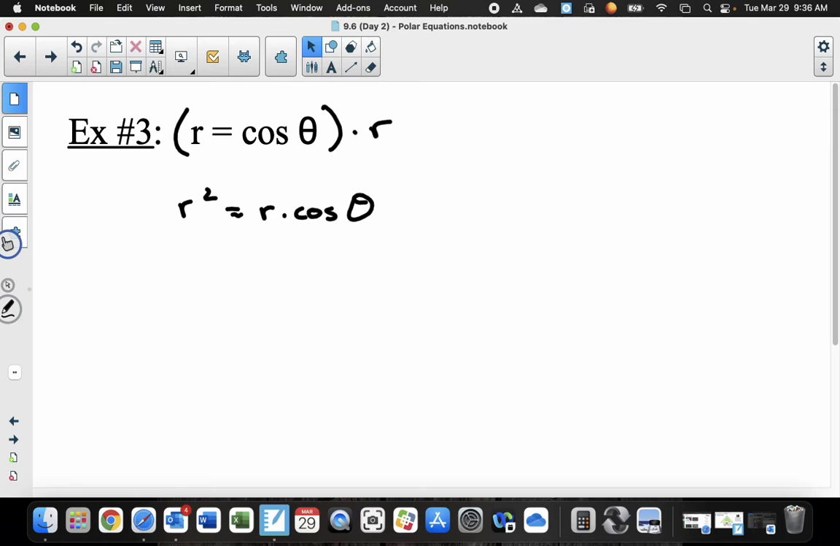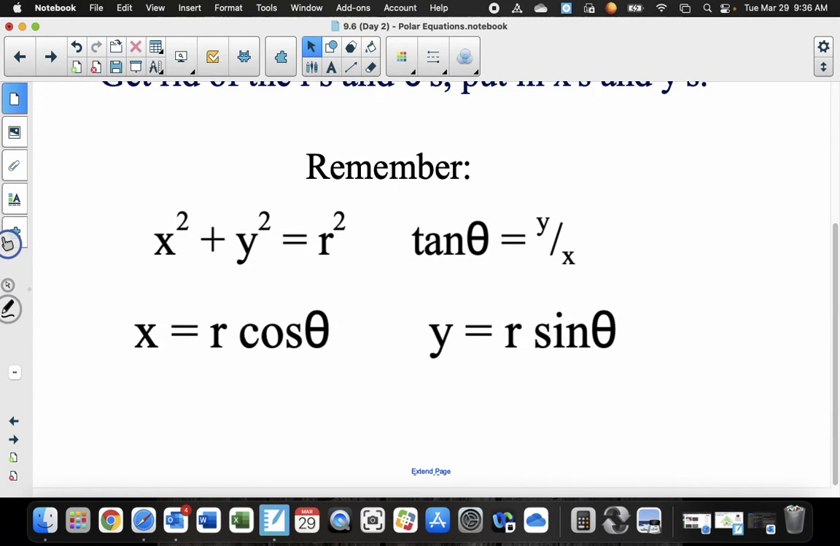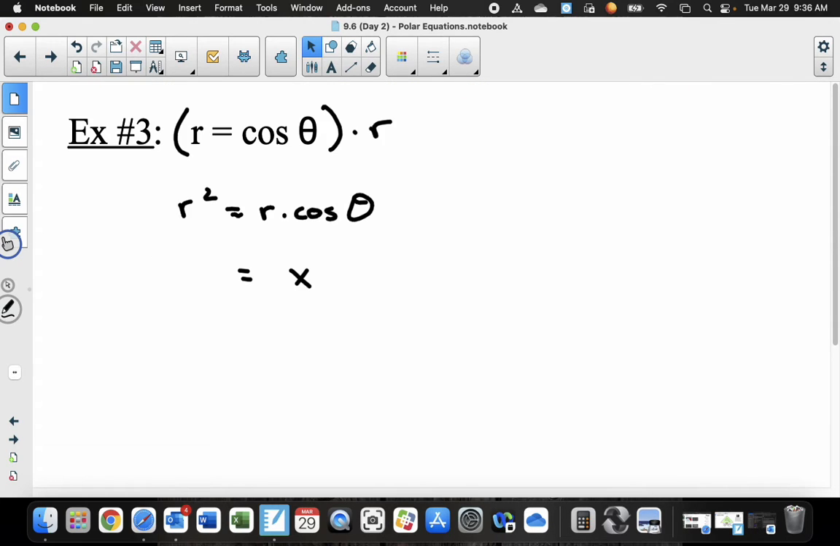And now, it's about making some substitutions. What do we say r cosine theta equals? That's just x. So I can pull the right-hand side out and substitute in x. What's the left-hand side equal? Yeah, that's your x squared plus y squared. There's another equation we ended up with: x squared plus y squared is r squared. So I can also take that out and substitute in x squared plus y squared. And now, at this point, we got rid of the r, we got rid of the theta, we're back into rectangular form, just having the x's and the y's.